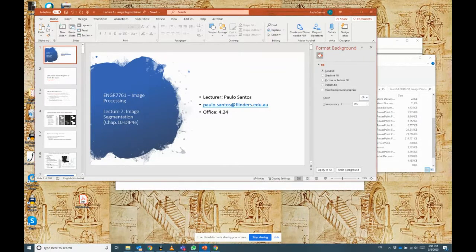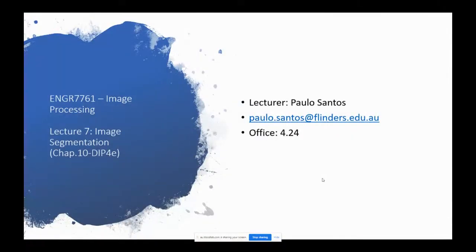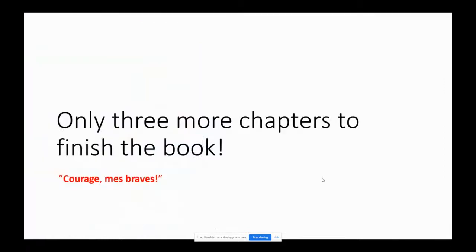Let's start with this week's lecture, which is on chapter 10 of our digital image processing book. It's important to note there are only 3 more chapters to finish the book. So let's be brave, take a deep breath, and go on with that.